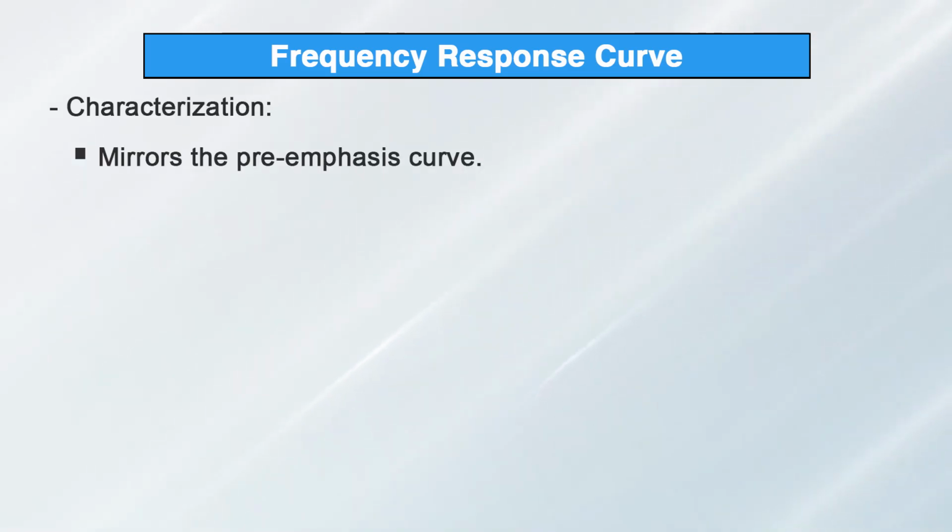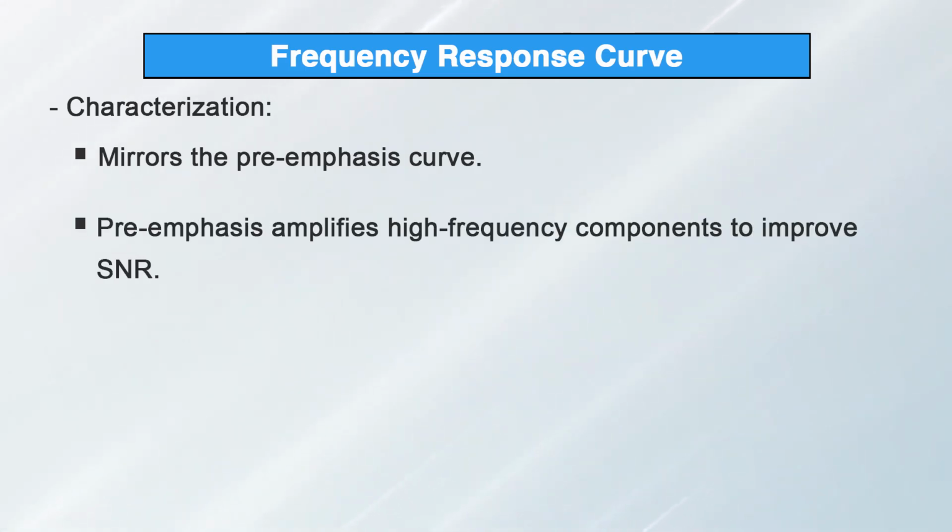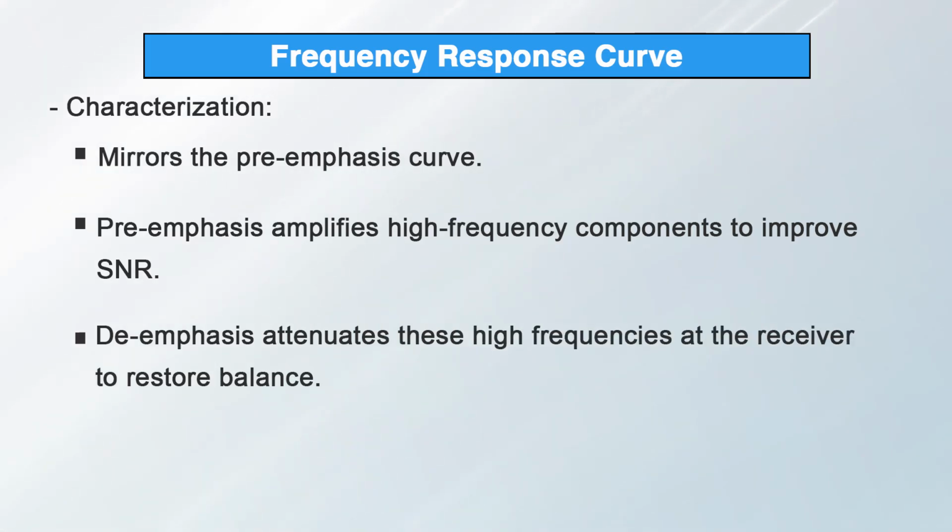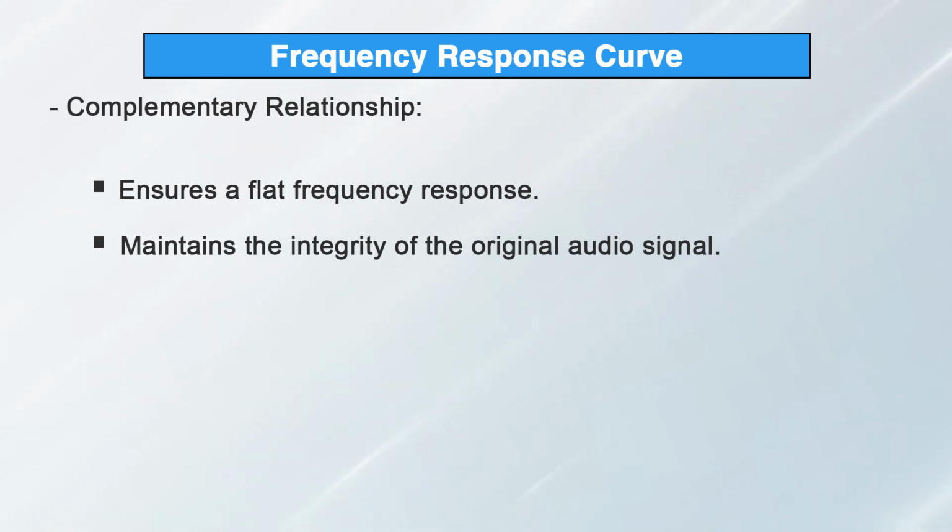Now, let us move our focus to the frequency response curve. The de-emphasis process is characterized by a frequency response curve that mirrors the pre-emphasis curve. In essence, while pre-emphasis amplifies the higher frequency components of the audio signal to improve its signal to noise ratio during transmission, de-emphasis attenuates these same high frequencies at the receiver to restore the signal's original balance. The frequency response curve of the de-emphasis filter typically decreases at a rate that matches the increase caused by the pre-emphasis filter.